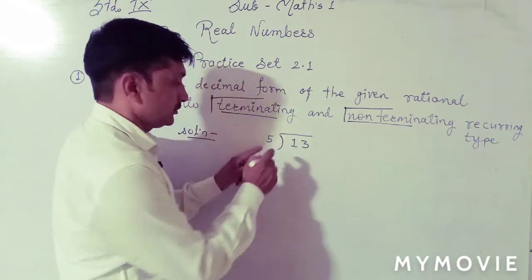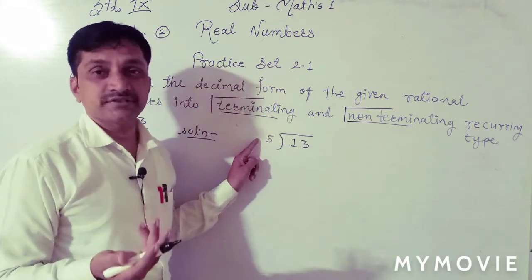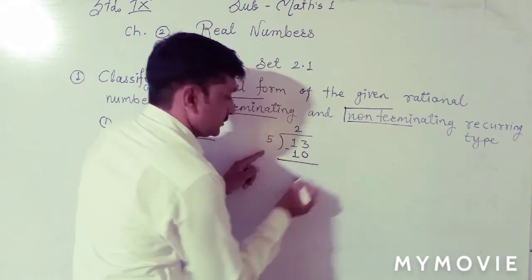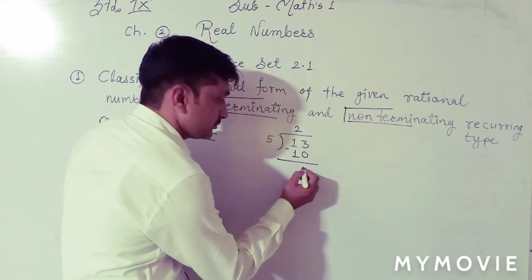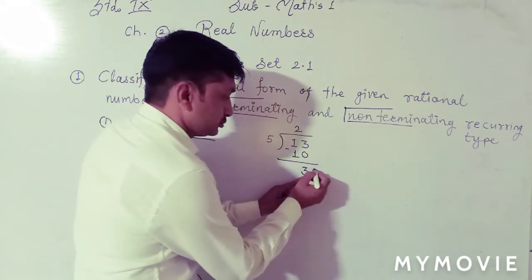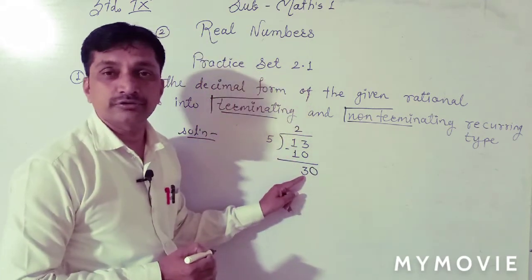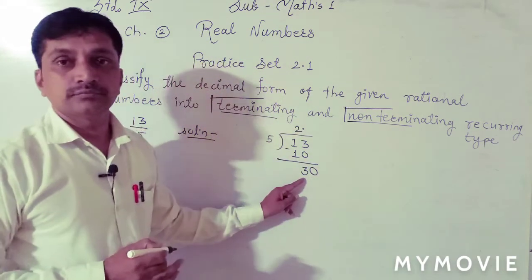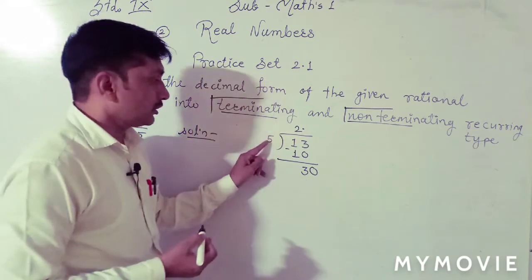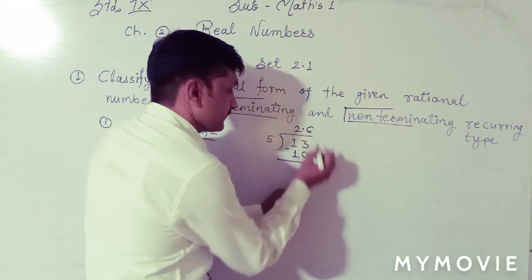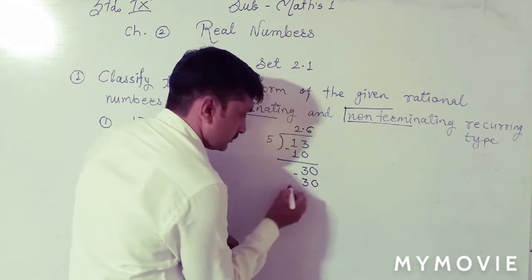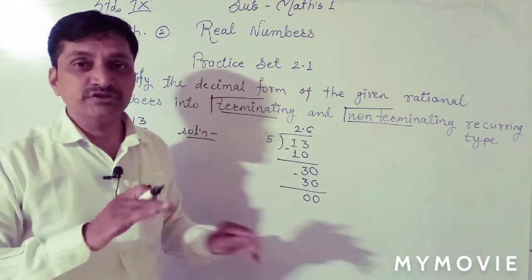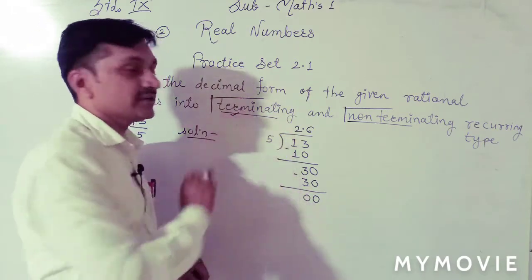Now let's divide. 5 1s are 5, 5 2s are 10, 5 3s are 15, 5 2s are 10. Subtraction, 13 minus 10, 3. Now take 0 on 3 and at the same time put a decimal point here. Now that is a decimal fraction. Again 5 6s are 30. Remainder 0. As we got remainder 0, division is stopped. That's why this is terminating type.